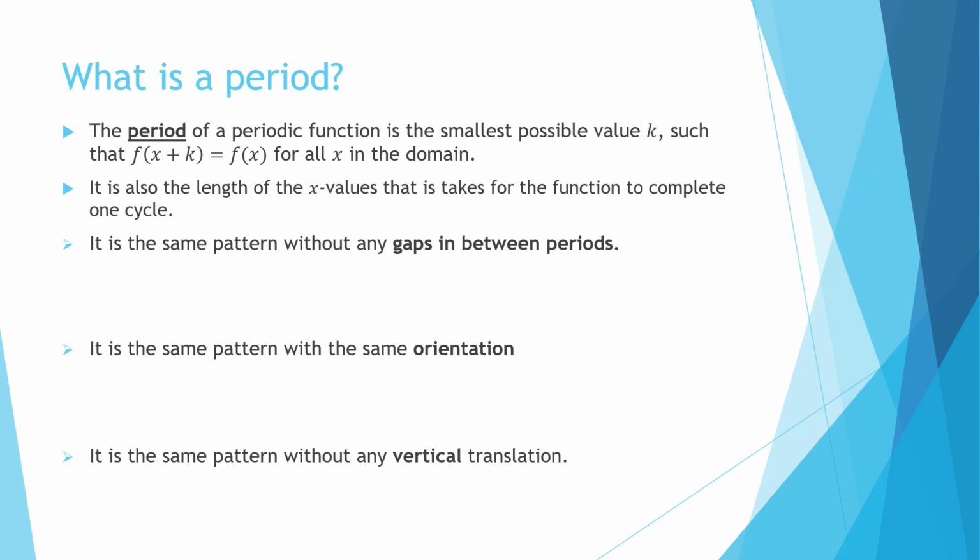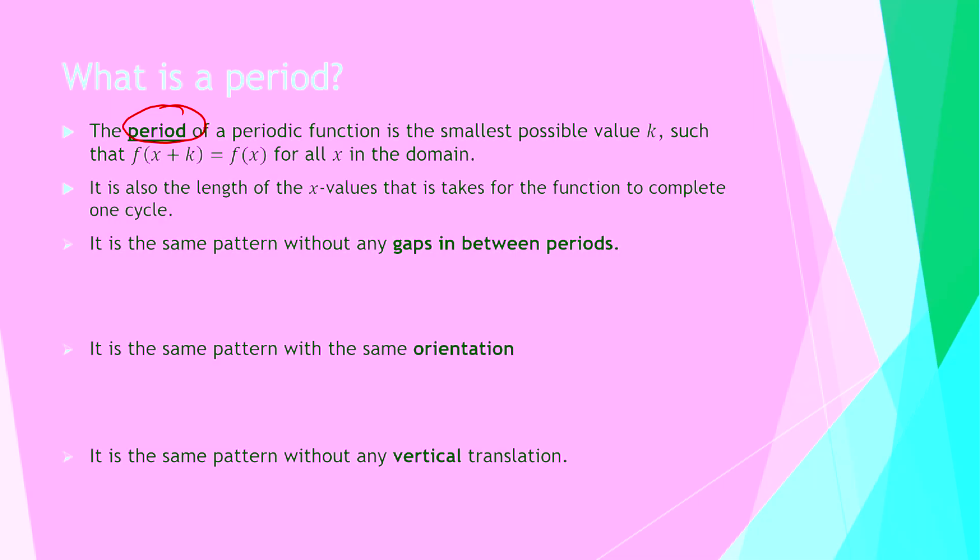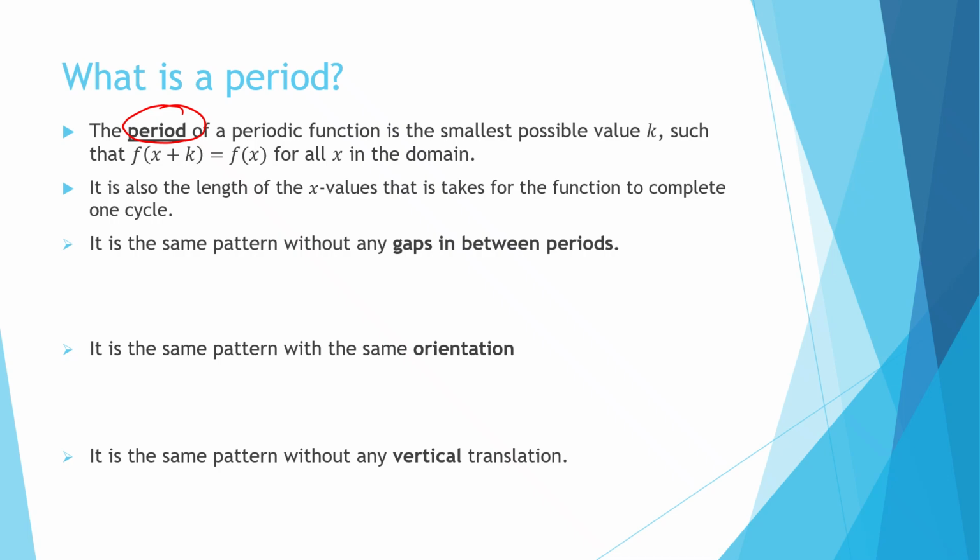So what is a period? The period, which is your blank in your notes, of a periodic function is the smallest possible value for which a function will repeat itself. Or it's the length of the x values that it takes for the function to complete one full cycle. So there's three things you need to know about a periodic function.